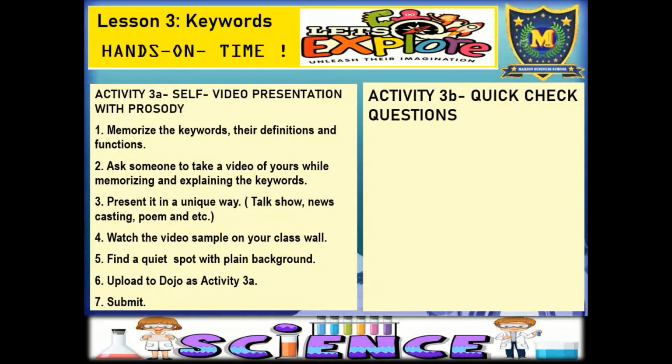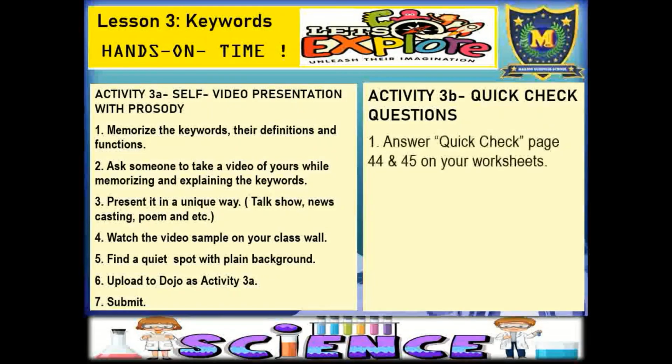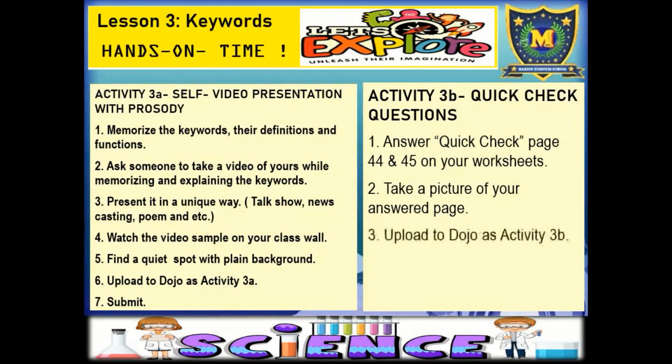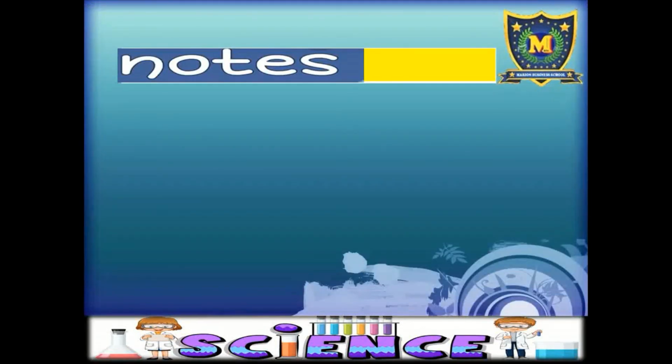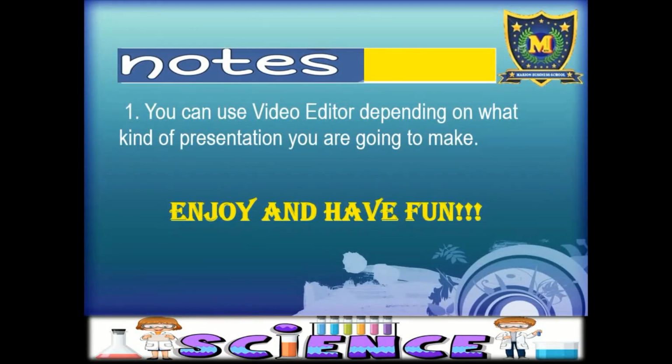For your activity 3B, it's quick check questions. You are going to answer quick check pages 44 and 45 on your worksheets. Take a picture of your answered page, upload to Dojo as activity 3B, click submit, and take note, you can use a video editor depending on what kind of presentation you're going to make.